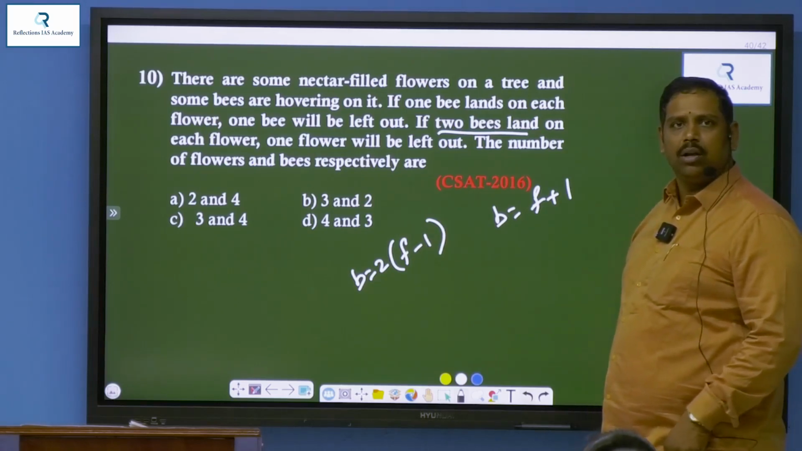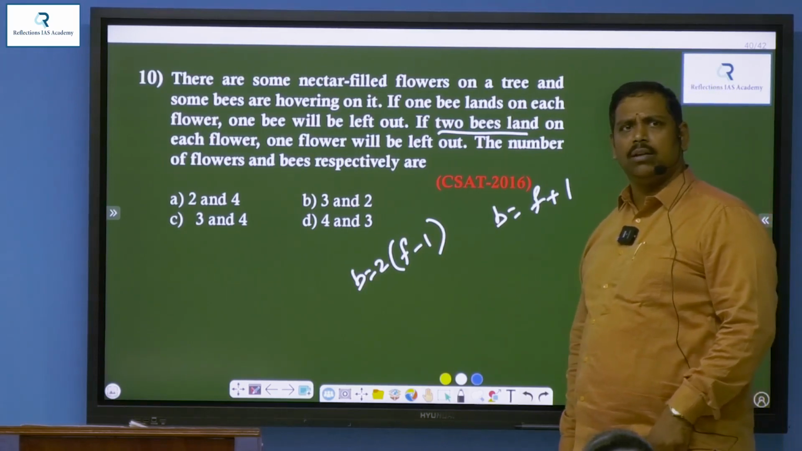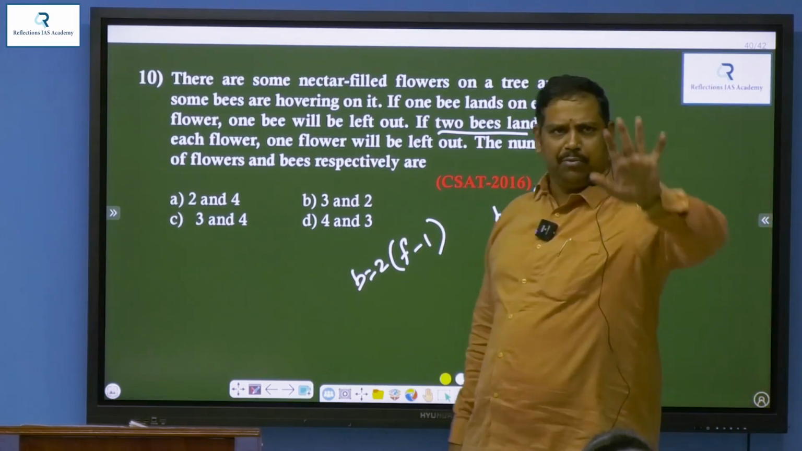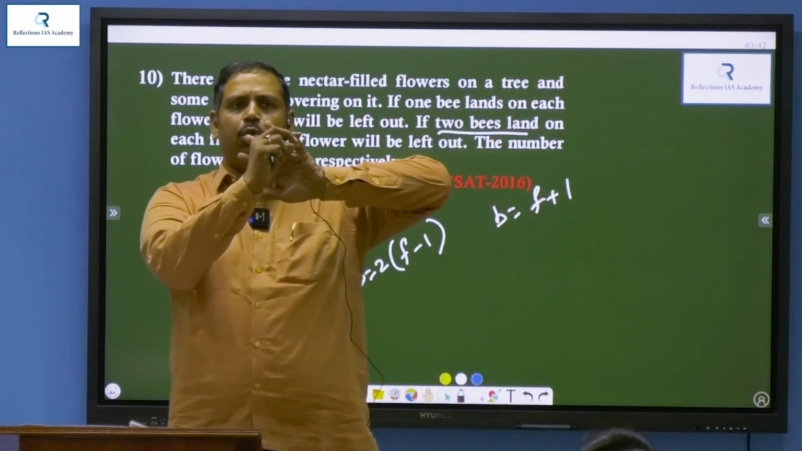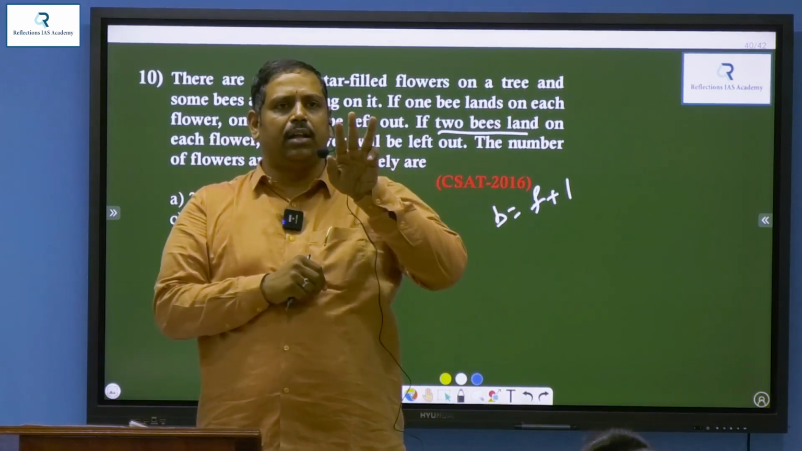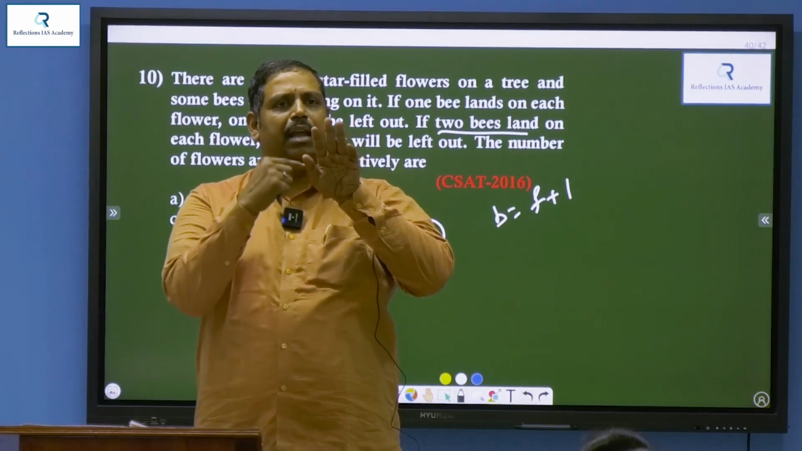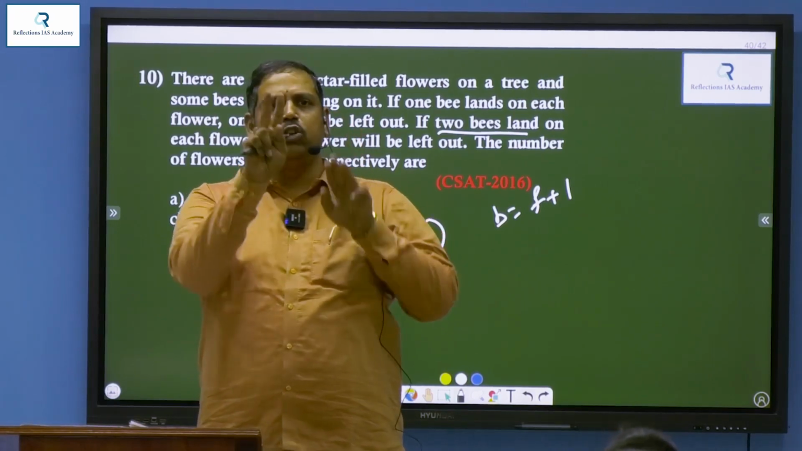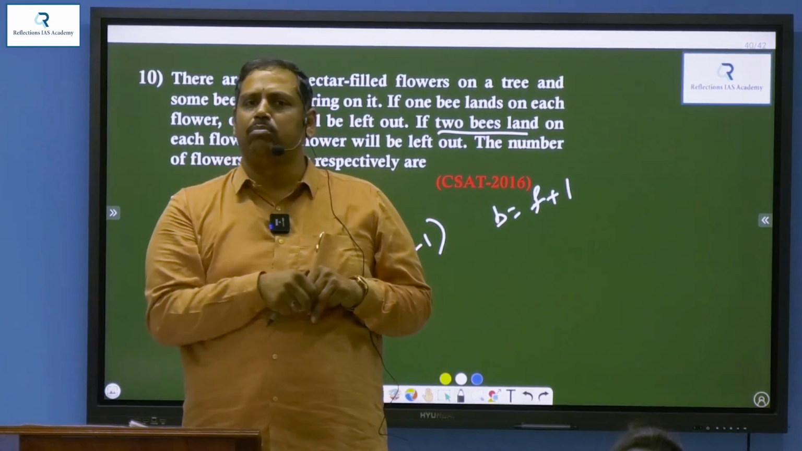F minus 1 is equal to 2B. Why? Observe here, 5 flowers are there. 1 flower is left out, so no bee on it. On each flower 2 bees are there. That means total bees are 8, which is nothing but the number of flowers minus 1, into 2. Bees are nothing but the number of flowers minus 1 into 2.